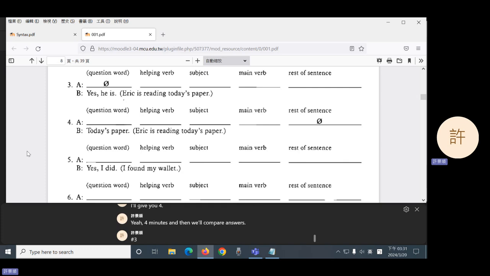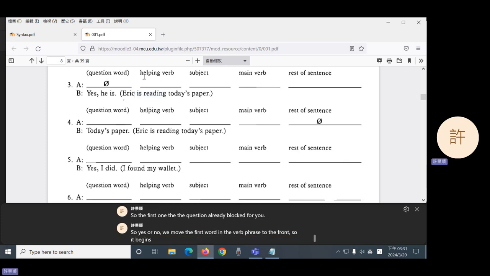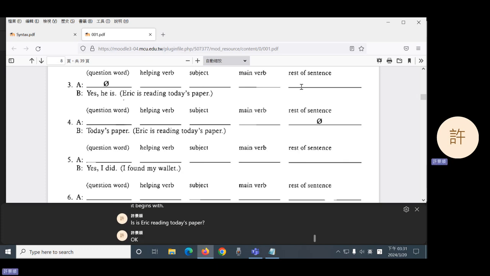Number three, Wang Yixuan. What is the question for number three? It's a yes or no question. So the first one, the question is already blocked for you. So yes or no, we move the first word in the verb phrase to the front. So it begins with is. Is Eric reading today's paper? Okay. All right, good.